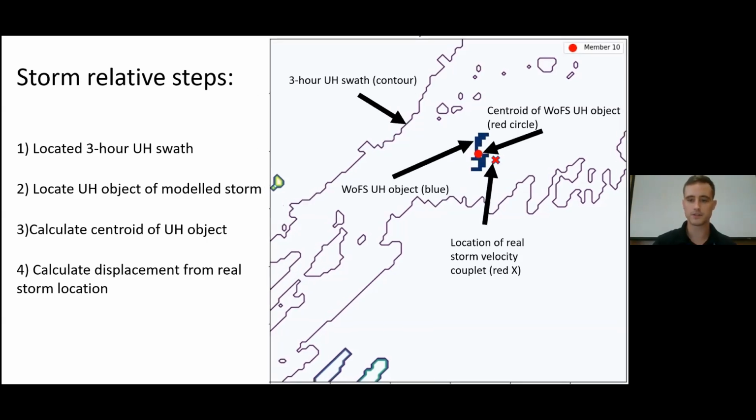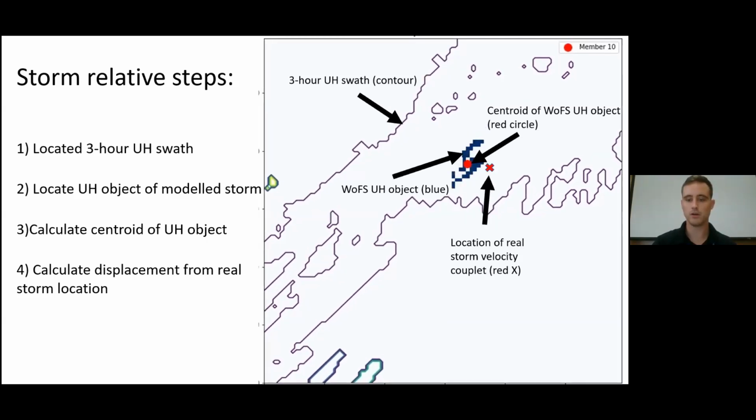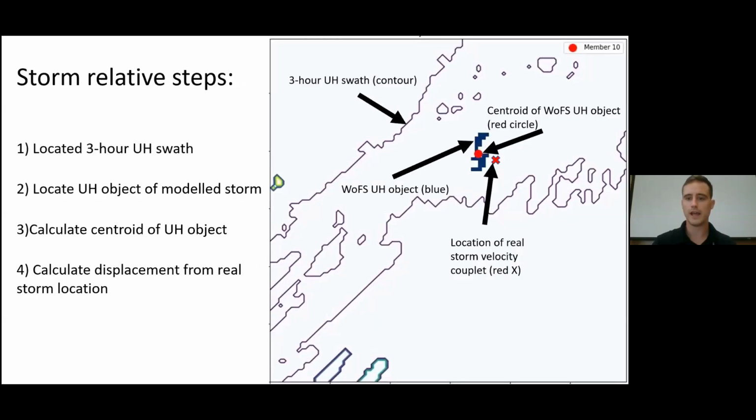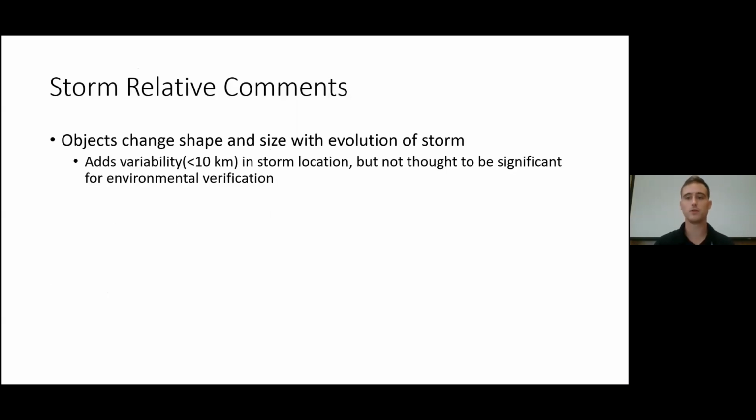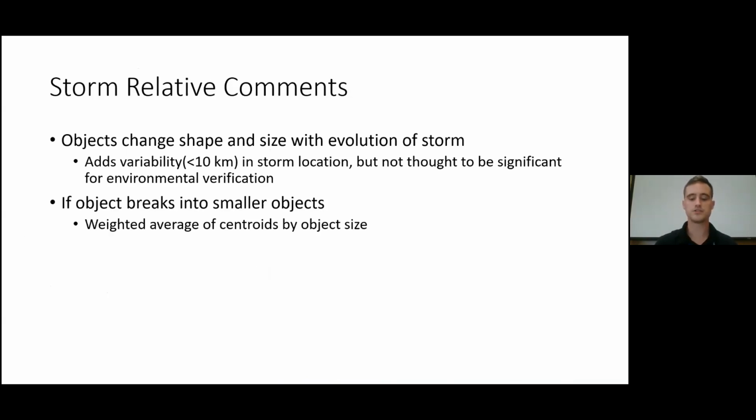Now I'm just going to click through these real quick just to give you a feel of how these UH objects change shape and size as they move through. And this does add some variability, perhaps, to the location, maybe on the order of 10 kilometers or so. But it's not thought to be extremely impactful on the analysis. Now, sometimes those larger UH objects can break into smaller UH objects, and in that case, I went through myself and averaged them together to give a representative location for the centroid.